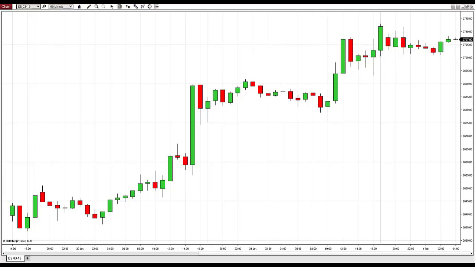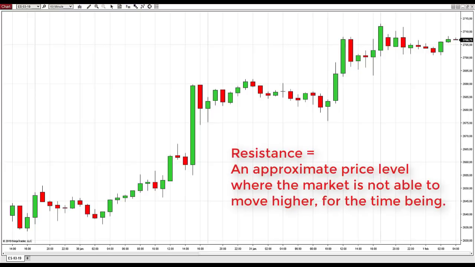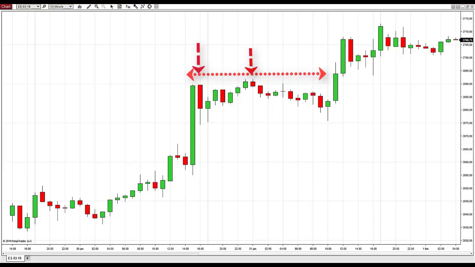And resistance, we define resistance the same way, but opposite of course. It's an approximate price level where the market is not able to move higher for the time being. And this is because sellers will become very active and start selling when the market approaches a certain price level, and buyers will become less active and stop buying. They see all this supply coming into the market and they don't expect the market to go higher at this time.